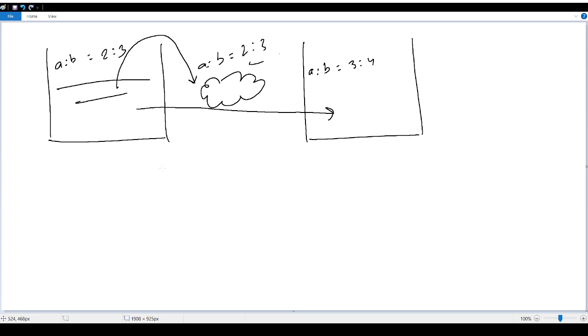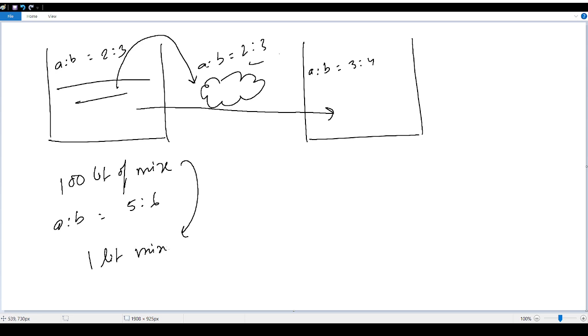See, try to understand the concept of ratio. This is something to understand intuitively. You take 100 liters of a mixture which has A is to B in the ratio 5:6. If you pick up only 1 liter of this same mixture, there also A is to B will be in the ratio 5:6.